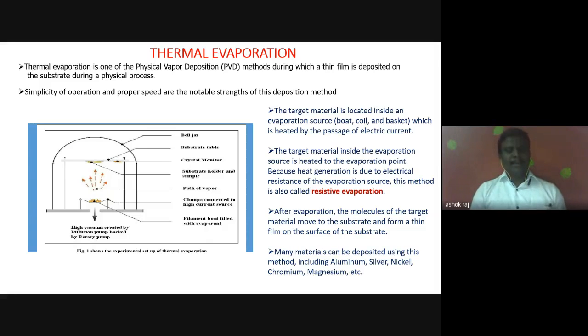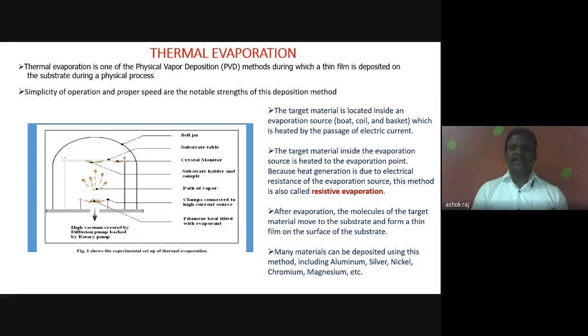Here, before starting the coating process, first we have to create a high vacuum inside the bell jar using the rotary pump. The target material is located inside the evaporation source, that is called a boat, coil, or basket, which is heated by the passage of electric current. After the passing of the electric current, due to resistive heating, the temperature is developed inside the evaporant. That's why it's called the resistive evaporation method. So the thermal evaporation method has another name, the resistive evaporation method.